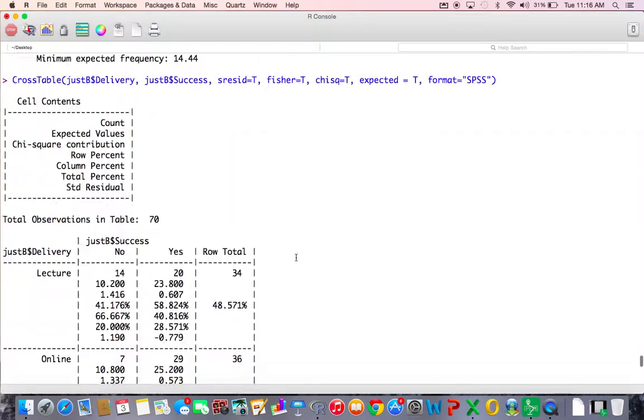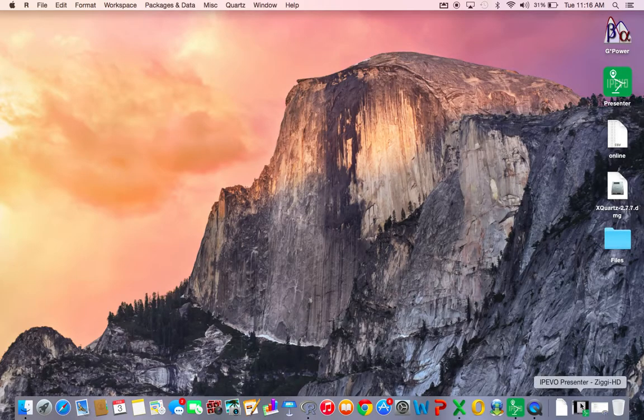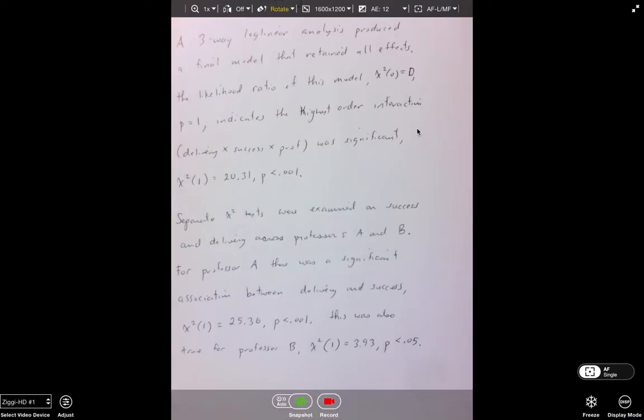All right, gang, for Professor B, I know this is kind of cumbersome, but our chi-square statistic was 3.93, degrees of freedom 1. And our p-value just barely squeaked in at the 0.05 level. Now, I've already noted that here. And really, at the end of the day, when you say that we have statistical significance, it really doesn't tell you anything until you examine the odds ratio, because you don't know where the difference is. You don't know which is contributing to the difference.